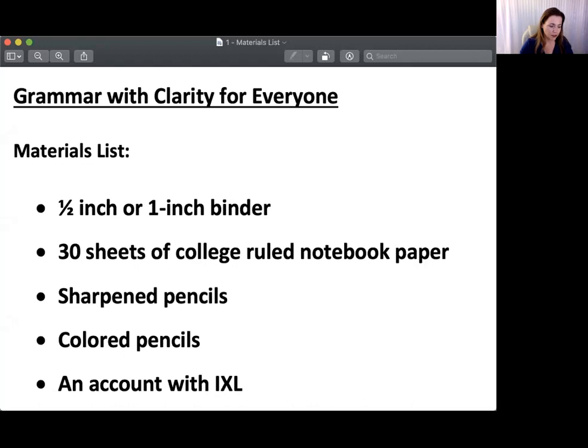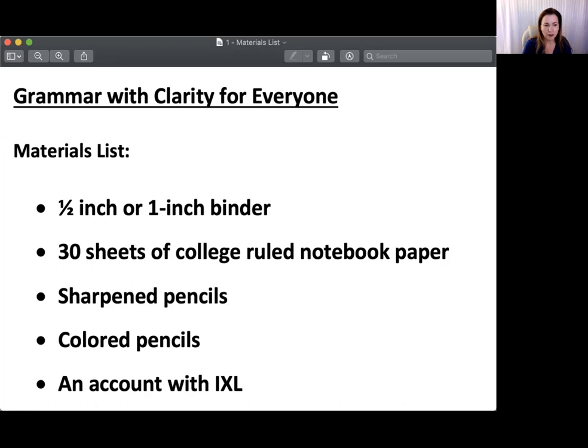Here are the materials that you need to have to be successful through these lessons. So first of all, I'd like you to have a 1/2 inch or a 1-inch binder specifically for these notes that you'll be taking. With each lesson, there'll be at least 1 page of notes. You'll need 30 sheets of college ruled notebook paper.